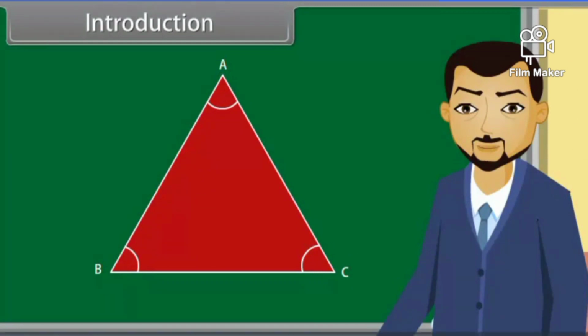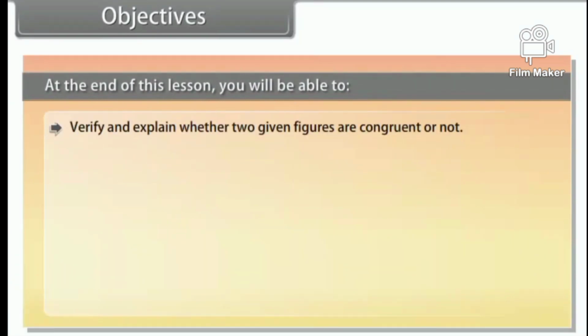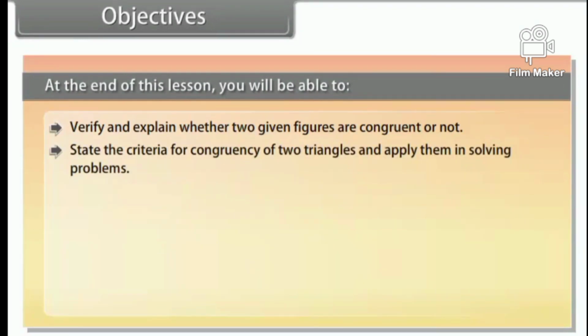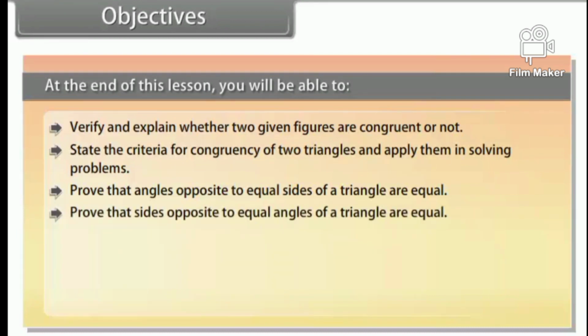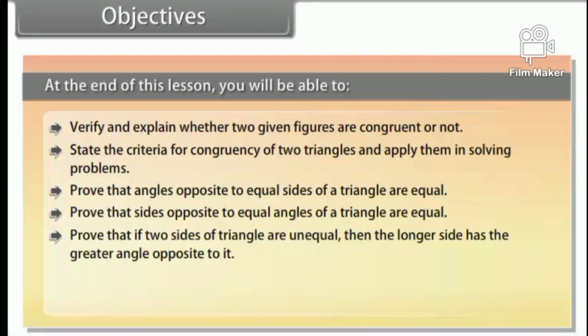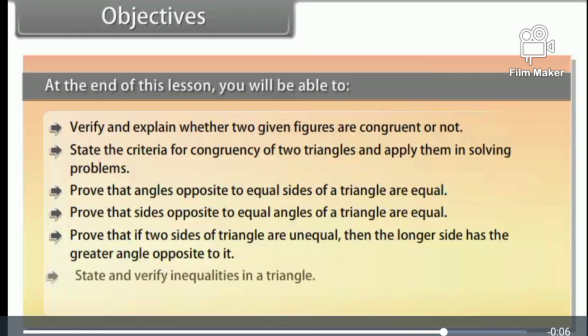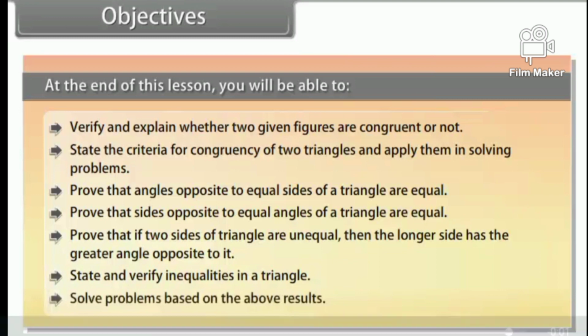Come, let's start. At the end of this lesson, you'll be able to verify and explain whether two given figures are congruent or not. State the criteria for congruency of two triangles and apply them in solving problems. Prove that angles opposite to equal sides of a triangle are equal. Prove that sides opposite to equal angles of a triangle are equal. Prove that if two sides of a triangle are unequal, then the longer side has the greater angle opposite to it. State and verify inequalities in a triangle. Solve problems based on the above results.